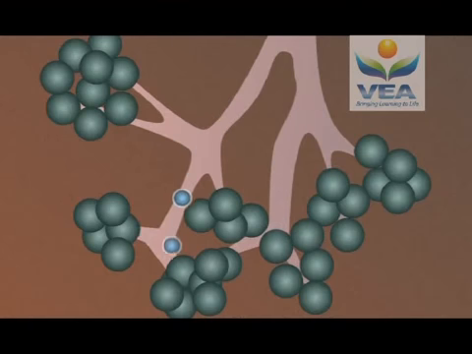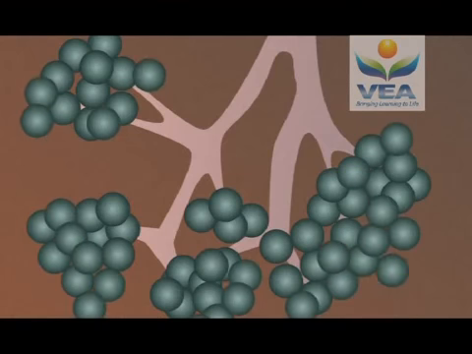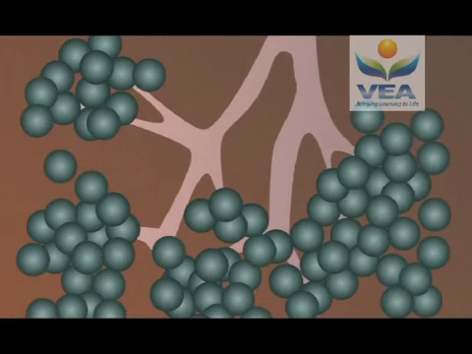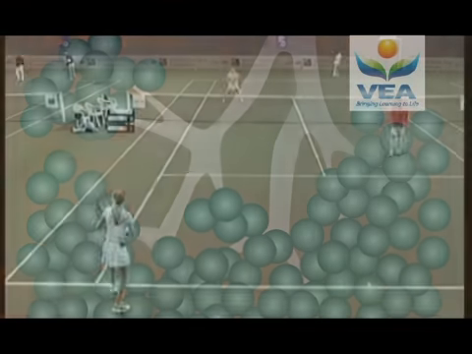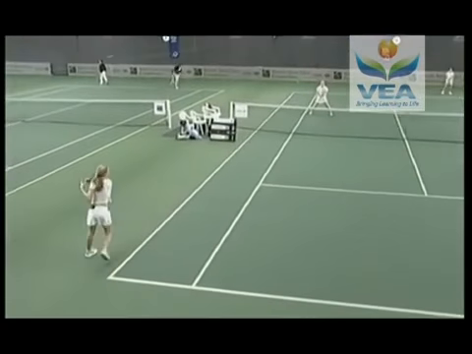There are millions of alveoli in our lungs, and they collectively have a very large surface area. In fact, the internal surface area of a pair of lungs can be as much as 80 square meters, or about half the size of a tennis court.